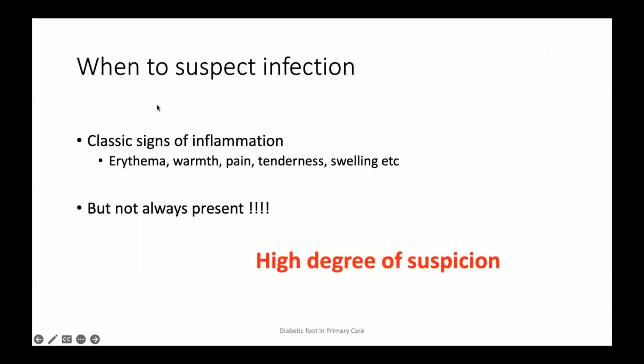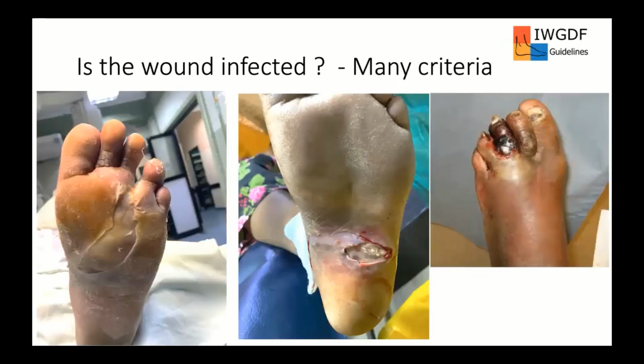So when do we suspect infection? We like to have all these classic signs of inflammation. If you remember the old acute inflammatory features: erythema, warmth, pain, tenderness, the redness, the hotness, the swelling. But the problem in diabetic feet is that these are not always present because of their immune response, or the lack of immune response. So a high degree of suspicion is really required in some people to suspect infection.